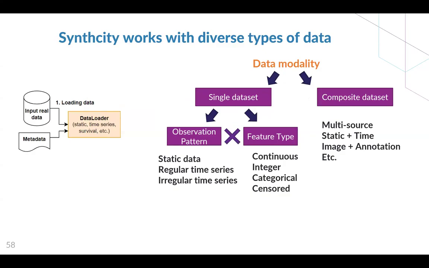First of all, the data loader module and SynCity's internal representation of data allows us to work with very diverse types of data. So from a single data set, we can visualize it as a single spreadsheet, to composite data sets. And within single data sets, there are different observational patterns, whether it's static data or regular or irregular time series, with a mixture of different types of features and observations. For example, continuous features, integer, categorical, and even censored features. And SynCity can also deal with composite data sets where multiple data sets are jointly present for generation. And this could be data sets collected from different sources and domains. Data sets containing both static features and time series features, and data sets containing images together with annotations, etc. So this actually offers a lot of flexibility in the type of data that it can handle.